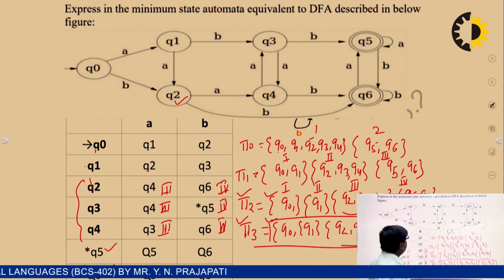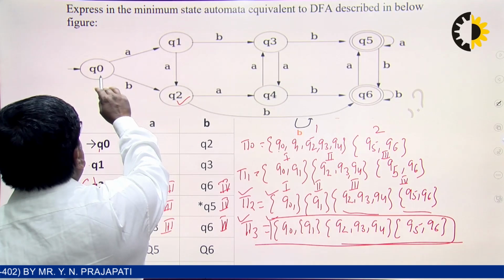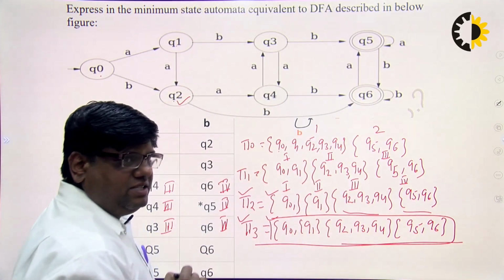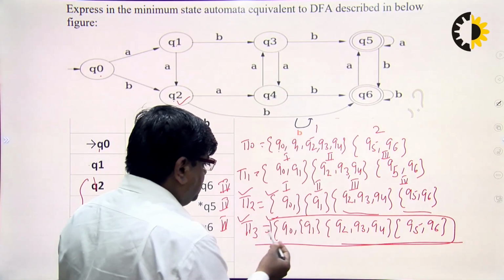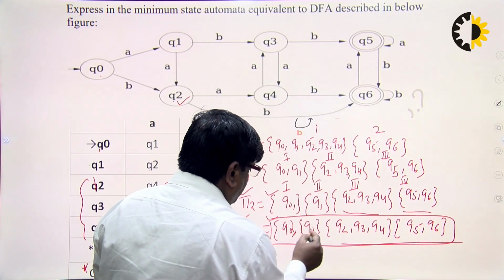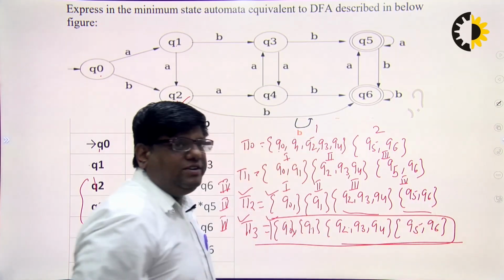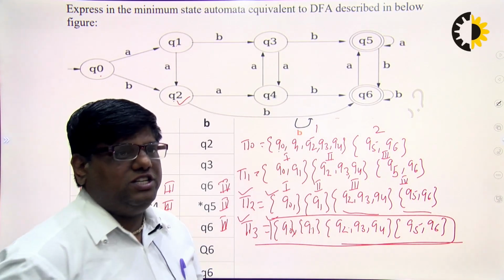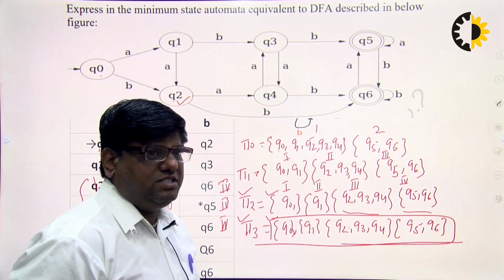It means in the starting how many states in the DFA? 1, 2, 3, 4, 5, 6, 7. After minimizing, these 7 states are minimized into 1, 2, 3, 4. 7 states are minimized into 4 states. That concept is known as the minimization of the DFA.